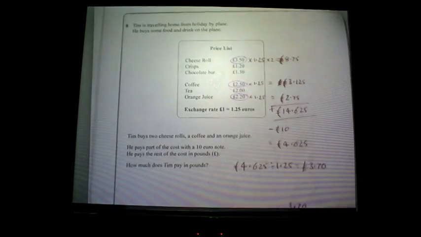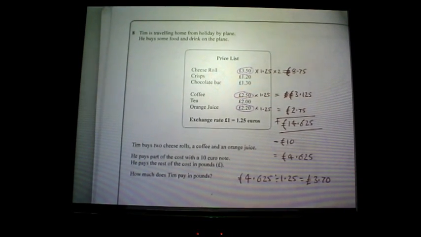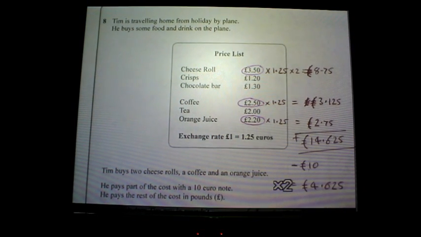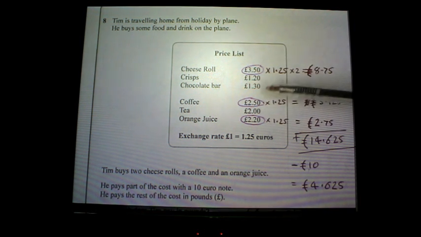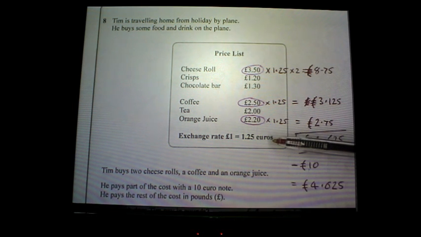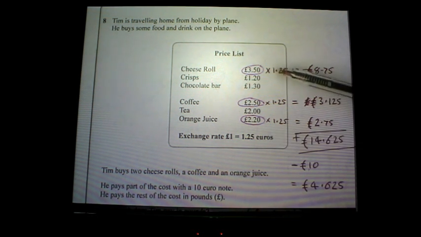Okay, a little bit of conversion stuff. Here, zoom in a little bit so you can see it. You're told what he buys, and I've circled it in pink, so that's what he buys. He buys 2 cheese rolls, so I've doubled it. The conversion is down here. So to convert it to euros, you times by 1.25, which I've done, but he buys 2 cheese rolls, so I've doubled that. So the total price is 14 euros, and I put 0.625.